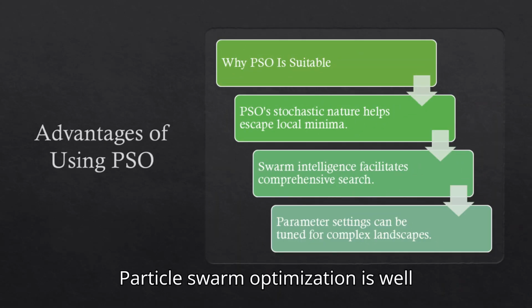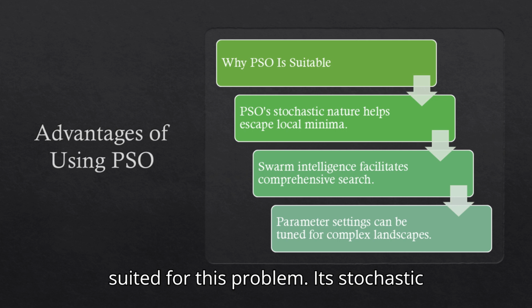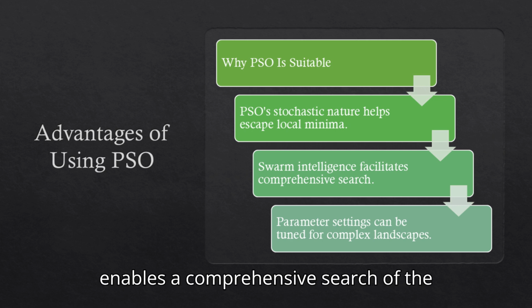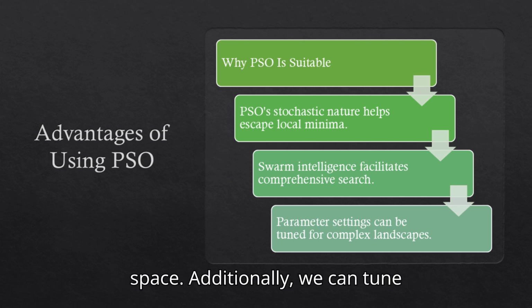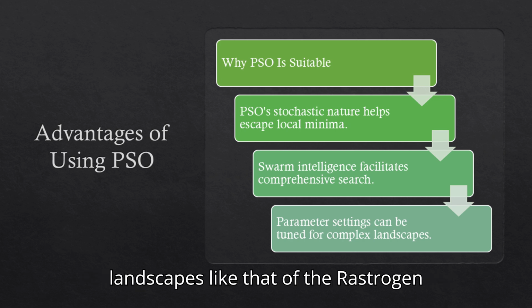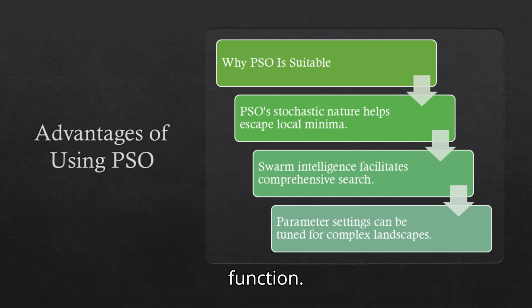Particle swarm optimization is well suited for this problem. Its stochastic nature helps particles escape local minima, and the swarm intelligence enables a comprehensive search of the space. Additionally, we can tune PSO's parameters to better handle complex landscapes like that of the Rastrigin function.